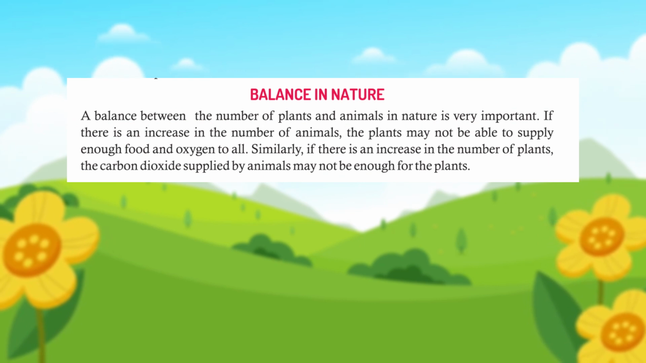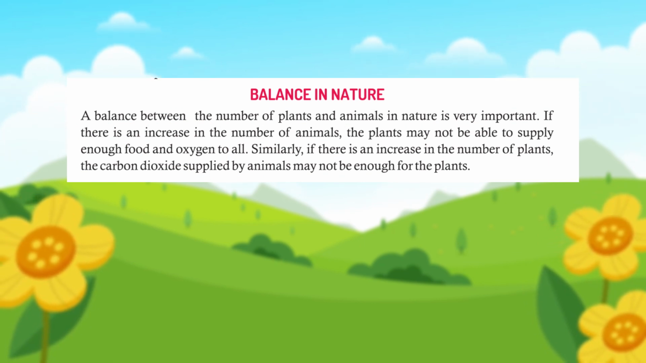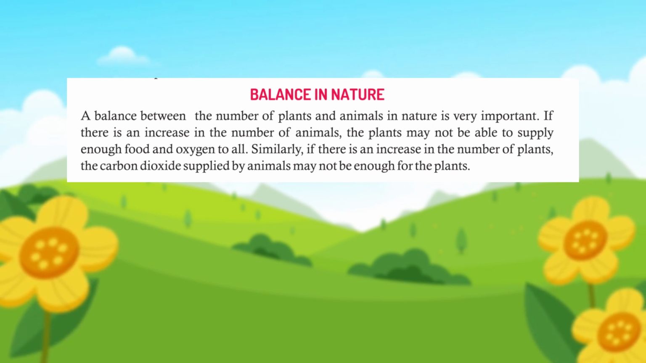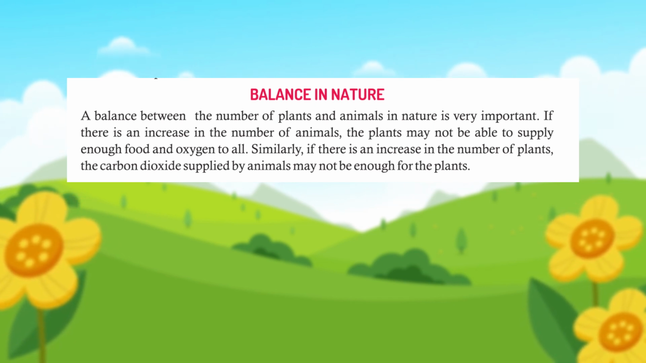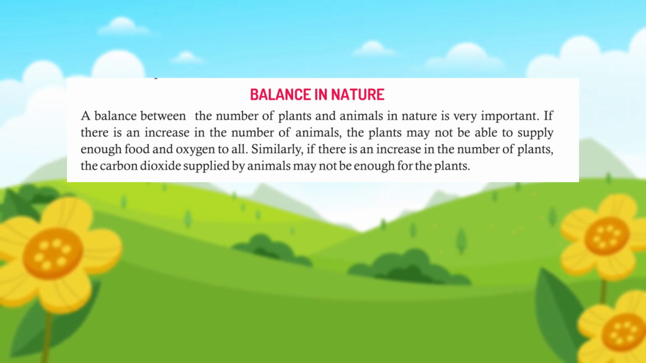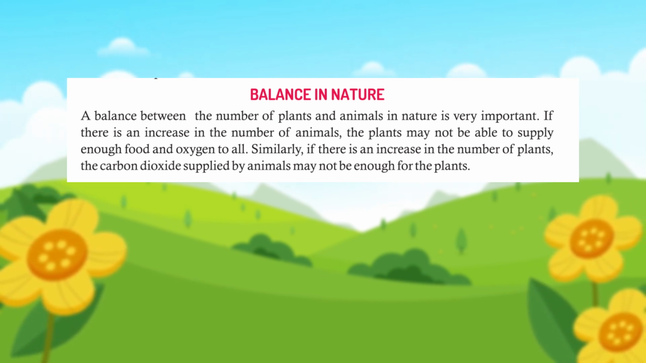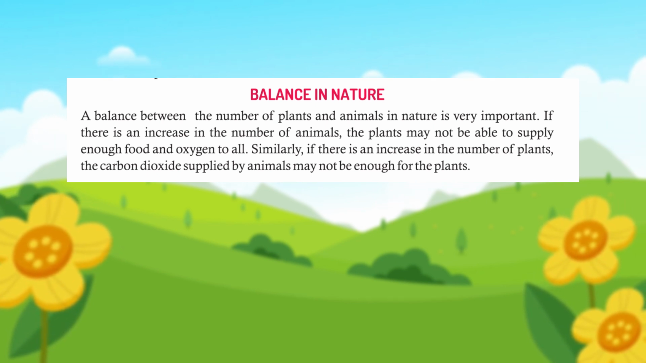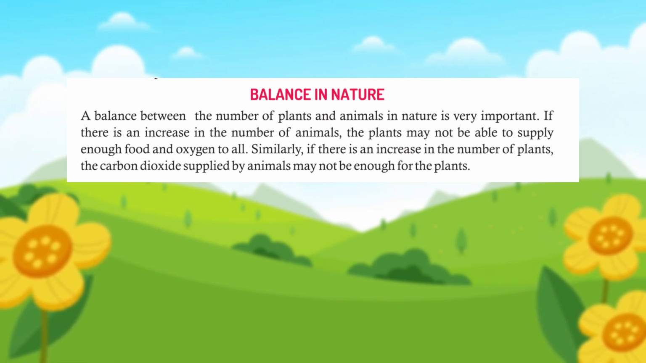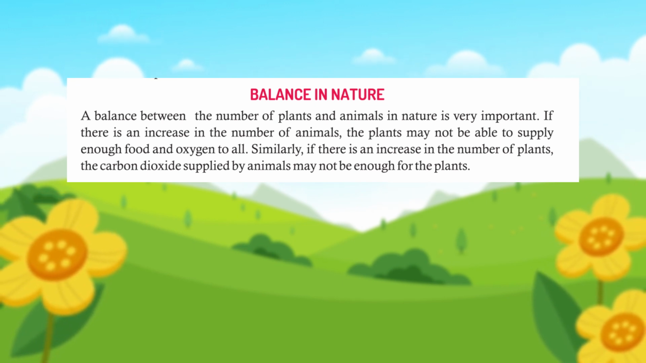Balance in nature. A balance between the number of plants and animals in nature is very important. If there is an increase in the number of animals, the plants may not be able to supply enough food and oxygen to all. Similarly, if there is an increase in the number of plants, the carbon dioxide supplied by animals may not be enough for the plants.